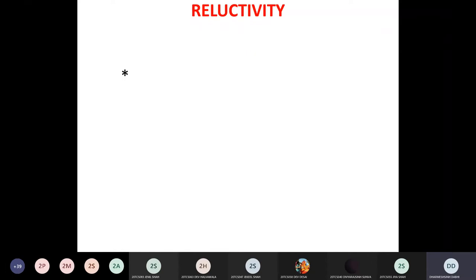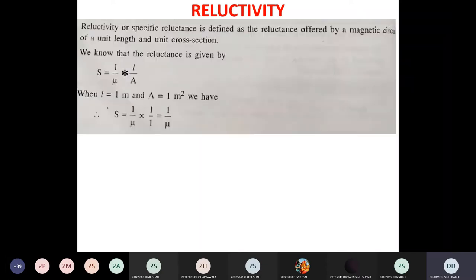Reluctance and reluctivity are two different things. So reluctance means what? The opposition offered to the magnetic flux. Clear? Same like a resistance in the electric circuit. So in the electric circuit, you know the resistivity. Same here in the magnetic circuit, that is called reluctivity. So reluctivity definition, or it is also called specific reluctance.